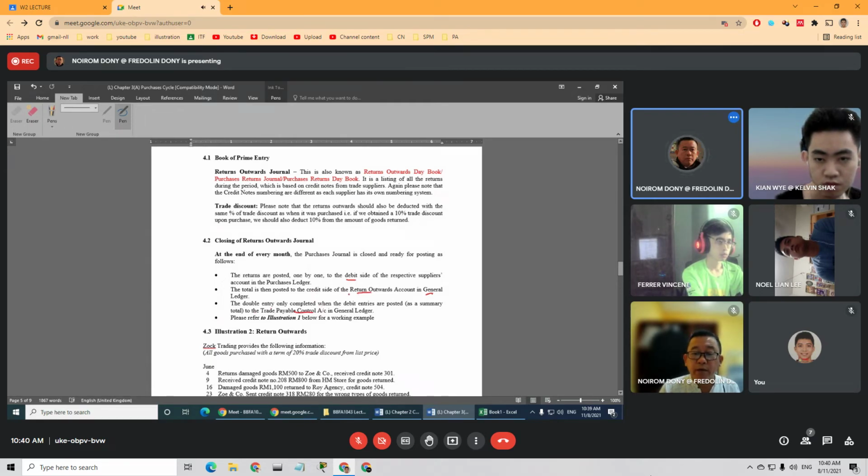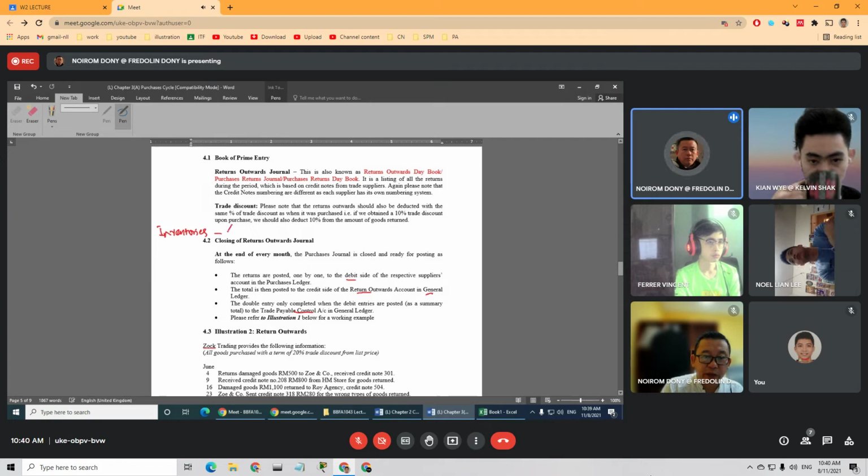Why is return outward on the credit side? Because remember, all these purchases and sales, the sales cycle, is actually considered as inventory.